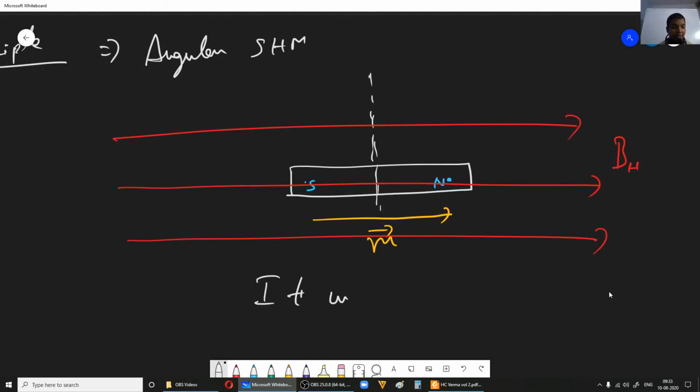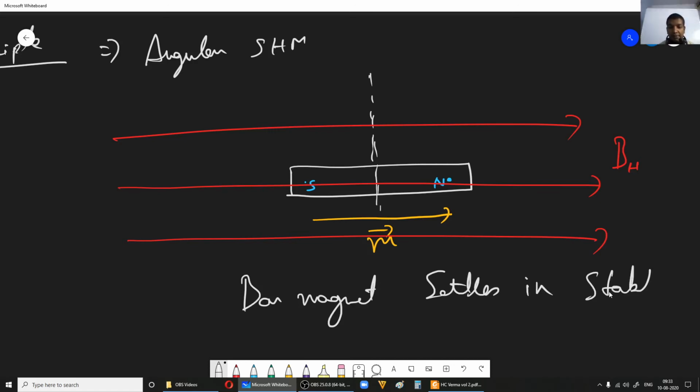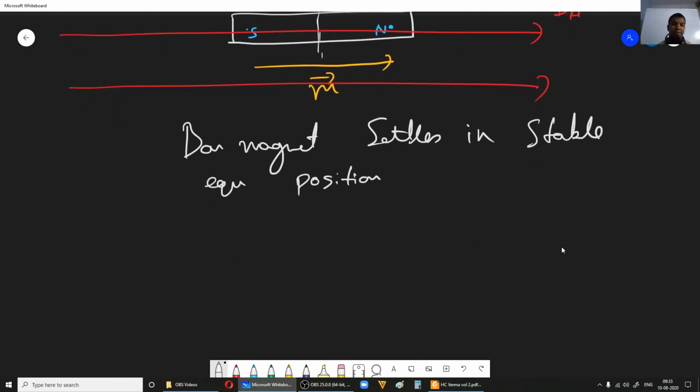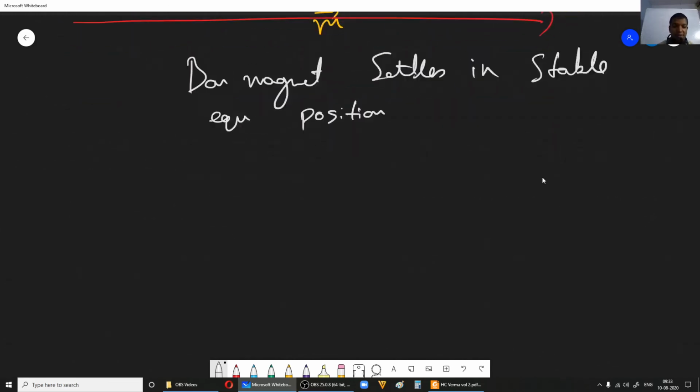Okay, so the bar magnet settles in the stable equilibrium position, right? Now when you give a small disturbance, small oscillations will start taking place.